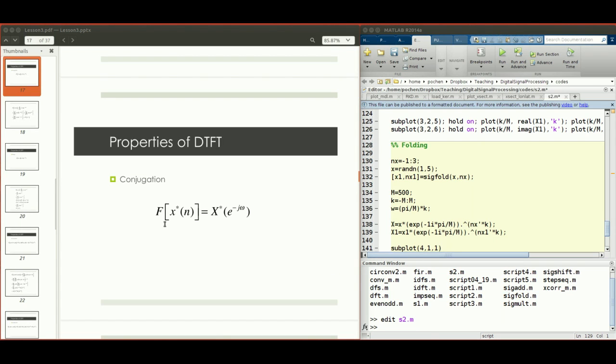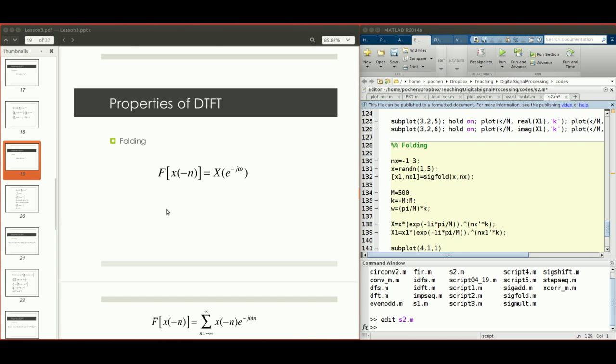So the conjugation property basically tells you that the Fourier transform of the conjugate of the original time domain signal equals the conjugation of the Fourier transform of the original signal folded in frequency, right? So that's what this formula is telling us. If you conjugate the input signal in the time domain, then in the Fourier domain you're conjugating the Fourier transform also, and then folding it. There's a folding operation involved. So that's basically what conjugation is telling us.